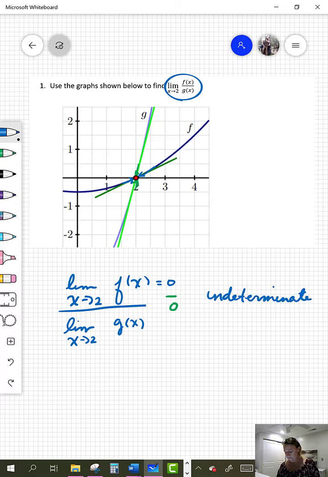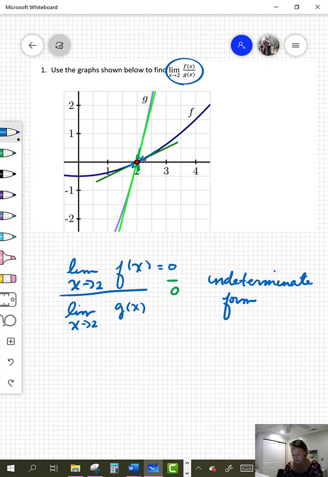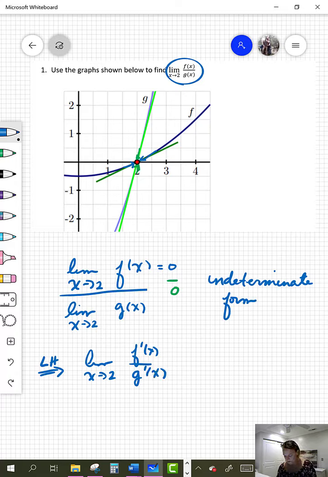Since it's an indeterminate form, we can use L'Hopital's rule. And so L'Hopital's rule says that this limit will be equivalent to the limit as x is approaching 2 of f prime of x all over g prime of x. So this would be the same thing as f prime of 2 all over g prime of 2.